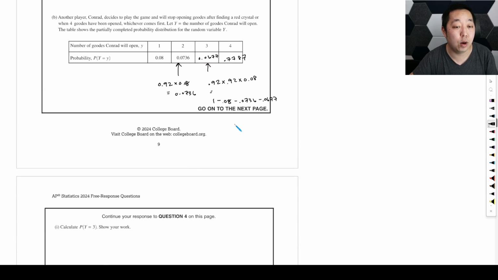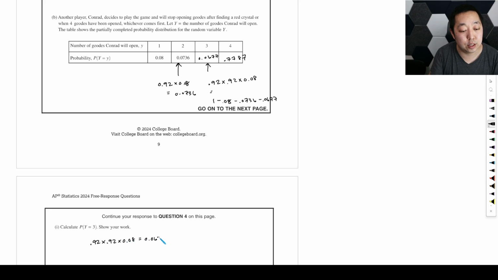Calculate the probability that y equals... Oh, I'm sorry. I didn't even read the problem. Okay, probability y equals 3. I had to show your work. So I did it up here, right? But this is going to be 0.92 times 0.92 times 0.08, and that's going to be 0.0677.